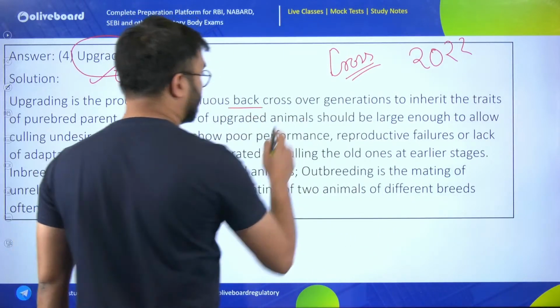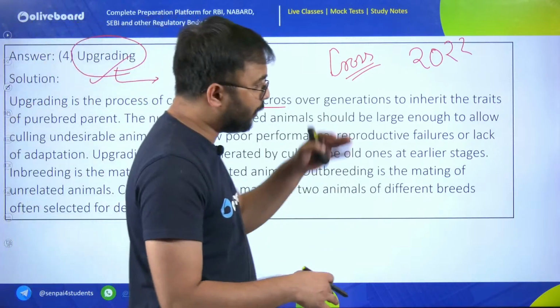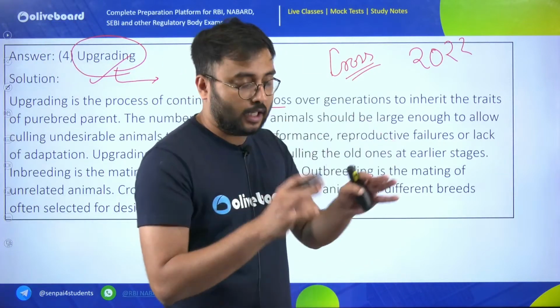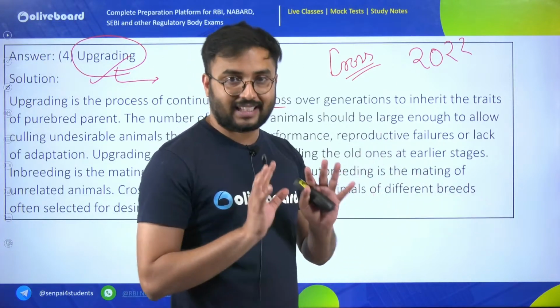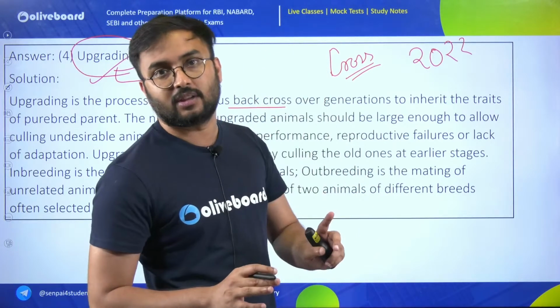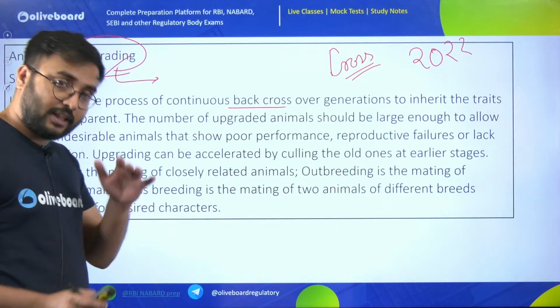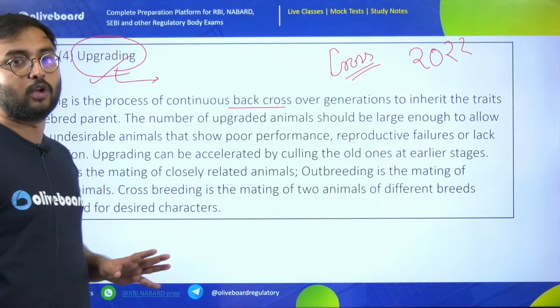It is nothing but a continuous backcross done over the generations. The main simple thing is that you keep on crossing generation to generation till the overall progeny that is created has exactly the carbon copies of their parents. These are exactly the carbon copies, no change. From the genetic point of view as well as the physical appearance point of view.